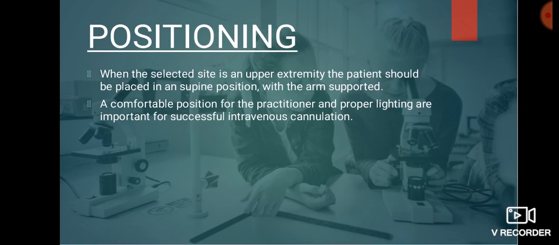Next, positioning. When the selected site is an upper extremity, the patient should be placed in a supine position with the arm supported. A comfortable position for the practitioner and proper lighting are important for successful intravenous cannulation.